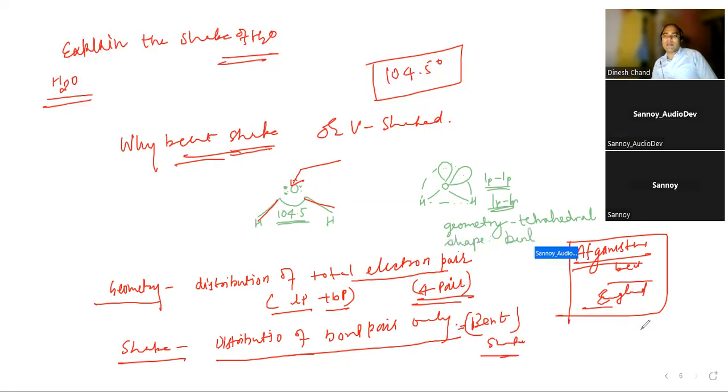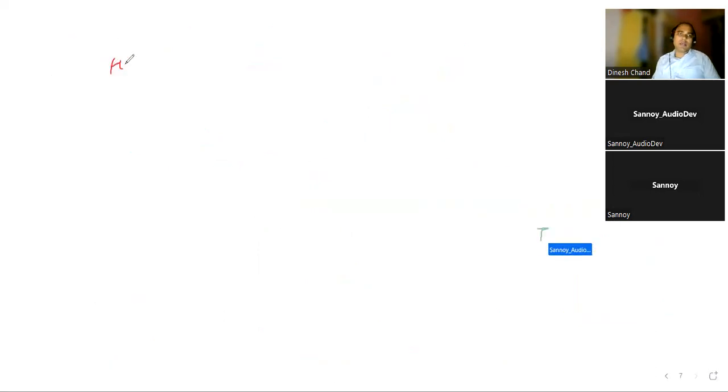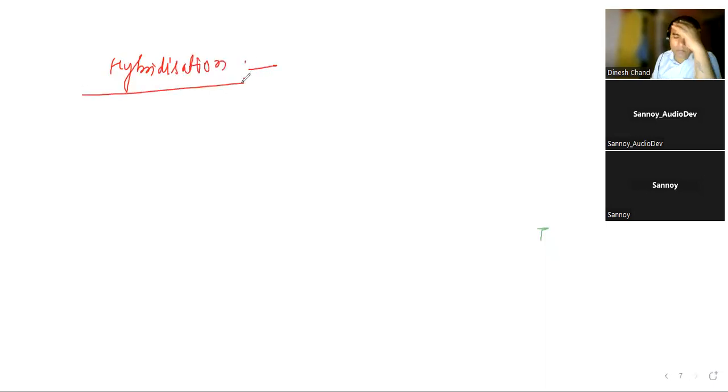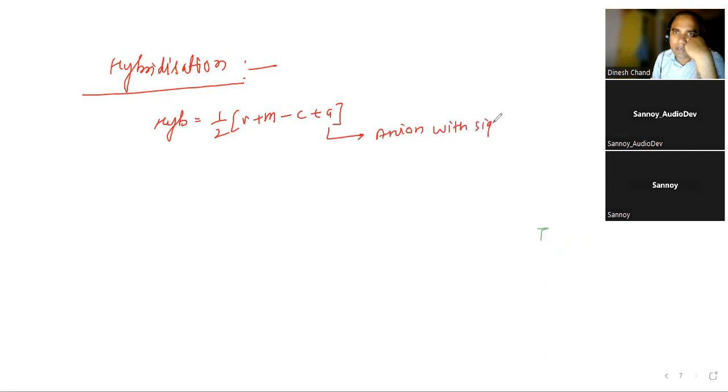Now, hybridization. How to find hybridization? Either you go with the shortcut route. Sir, we will do the shortcut only. The shortcut is 1 by 2 in bracket V plus M minus C plus A. This is the anion with sign, and this is the cation with sign. If positive is there, we have to take it as positive.